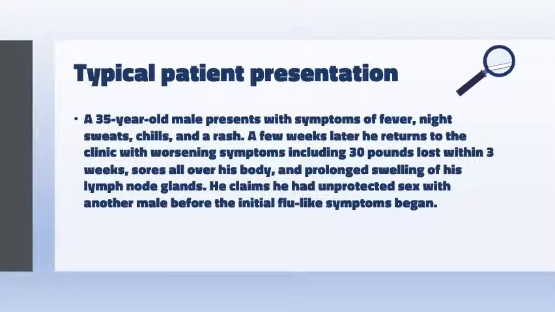Typical patient presentation. A 35-year-old male presents with symptoms of fever, night sweats, chills, and a rash. A few weeks later, he returns to the clinic with worsening symptoms including 30 pounds lost within 3 weeks, sores all over his body, and prolonged swelling of his lymph node glands. He claims he had unprotected sex with another male before the initial flu-like symptoms began.